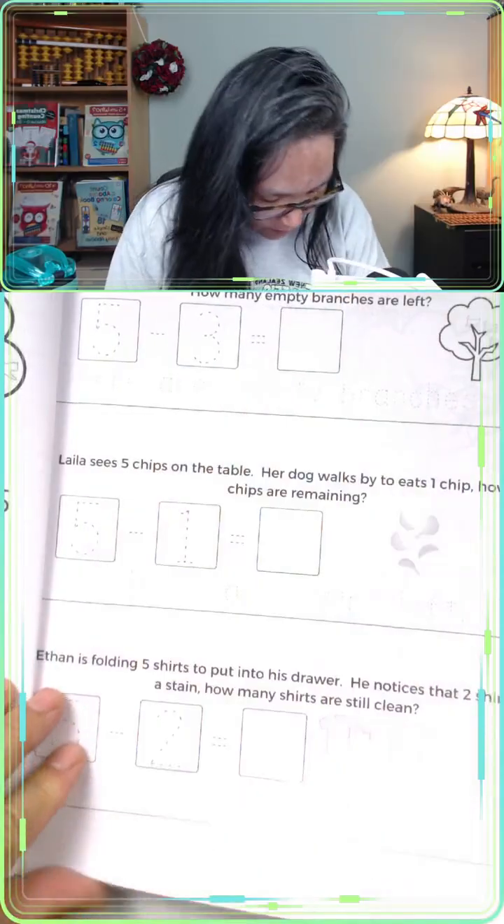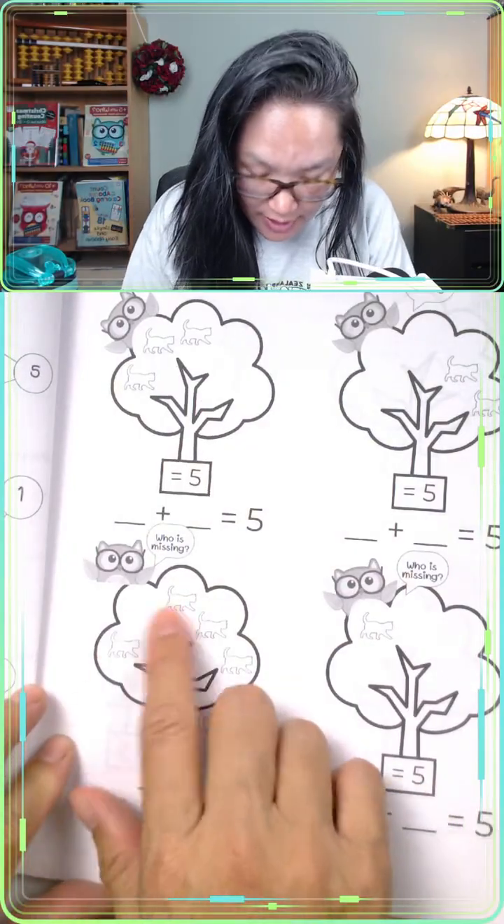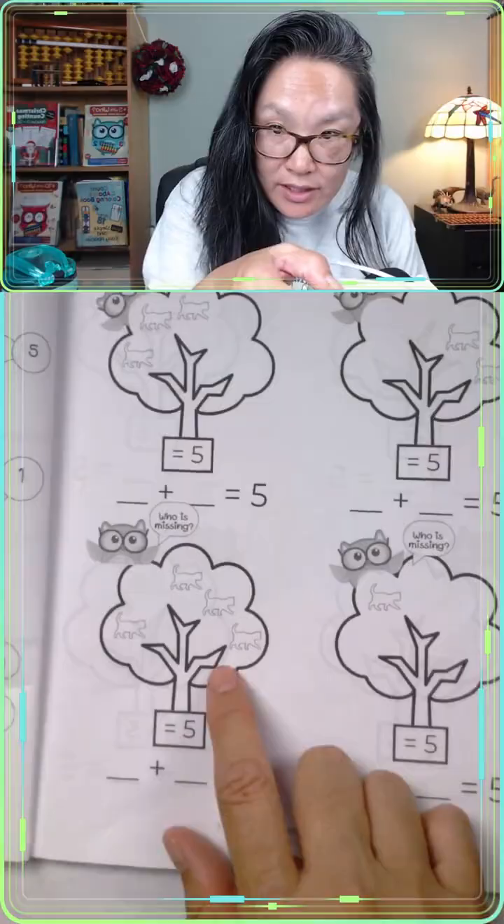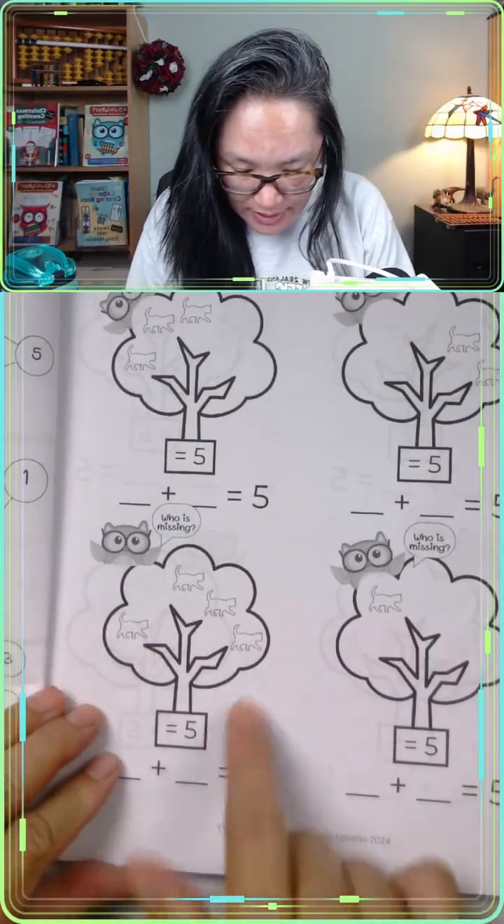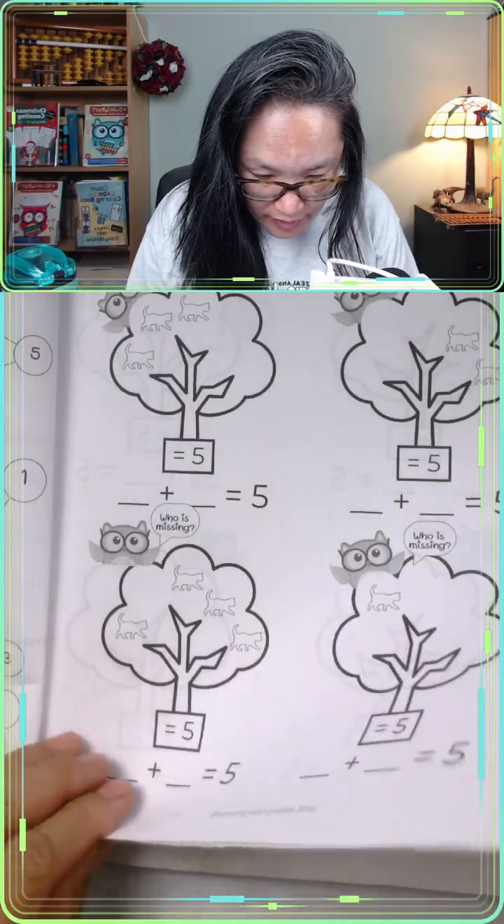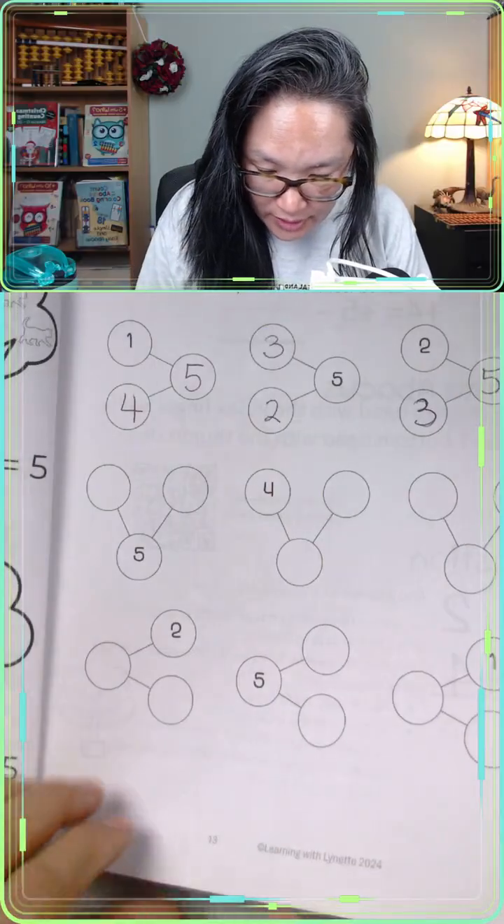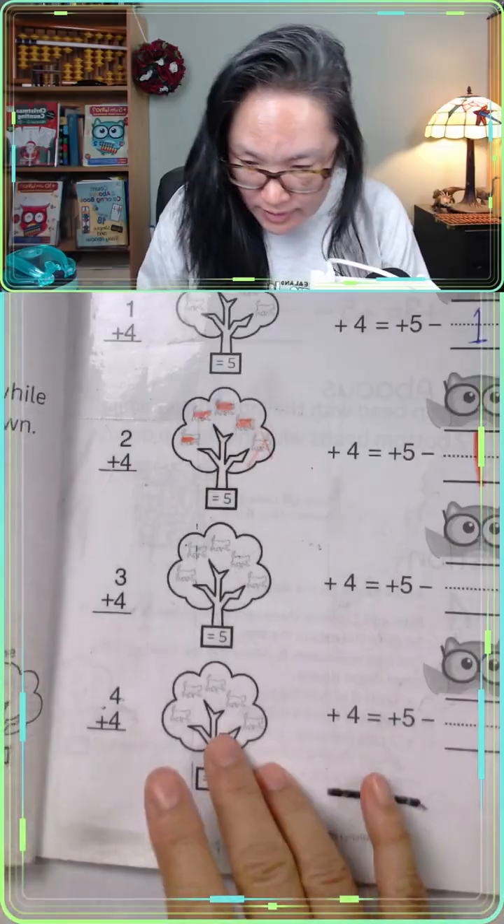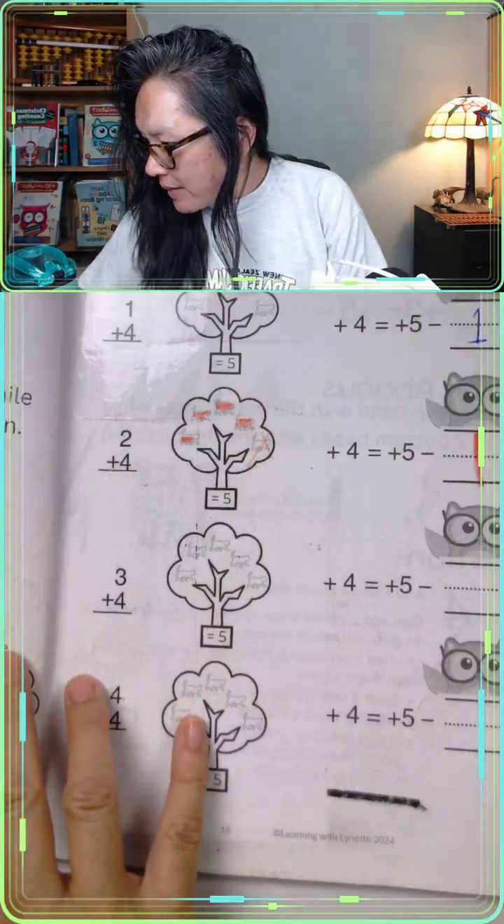I have word problems, and then I have more cats in the tree. Here, if you notice, there's a missing cat. The missing cat means that you need to figure out what the missing number is over here. We need to understand that the 4 and the 1 are friends. 4 and the 1 is what makes the pair.